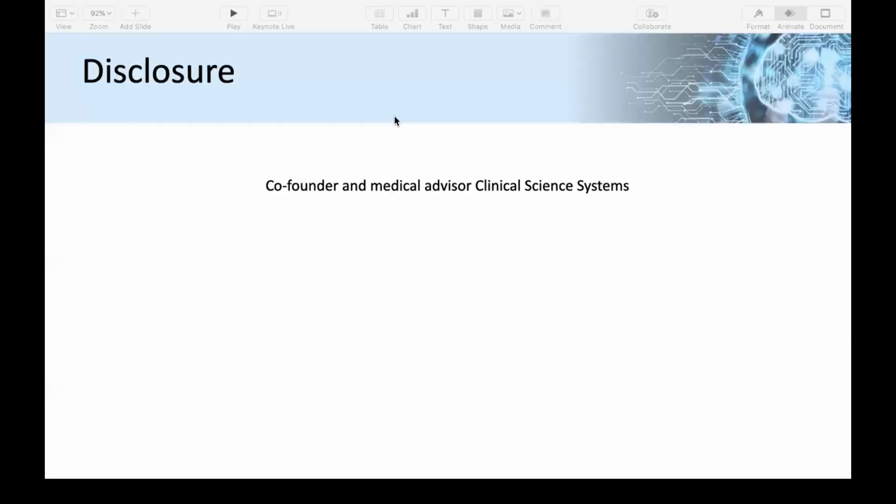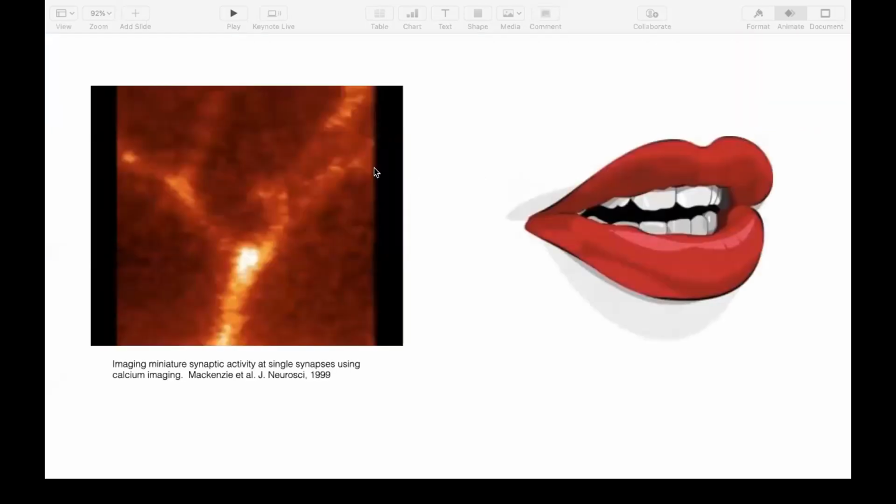Before I go into detail about the role of the EEG, this is my disclosure, I'd like to recap some physiology that hopefully will assist in appreciating why the EEG is such a good method to assist in the prognostication.